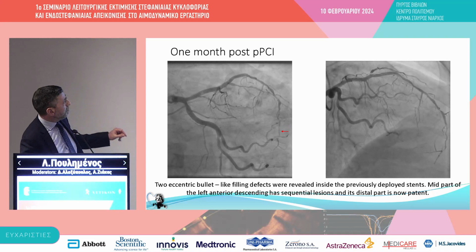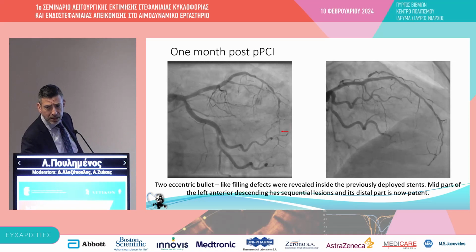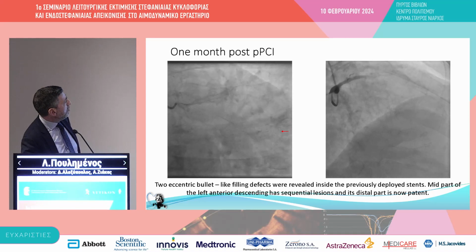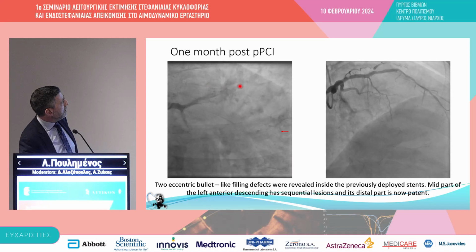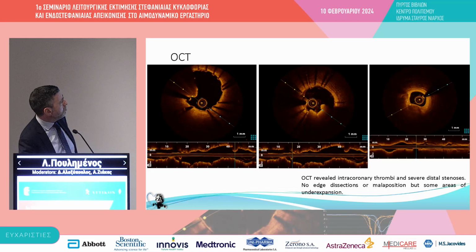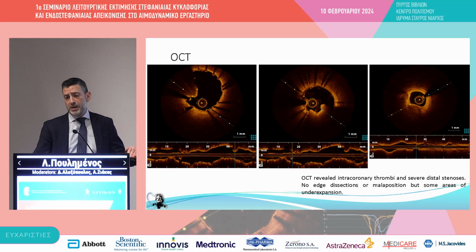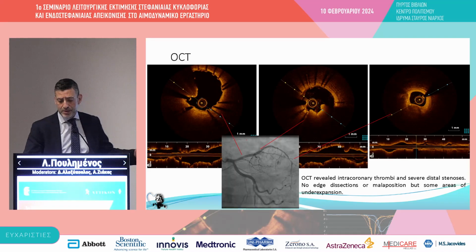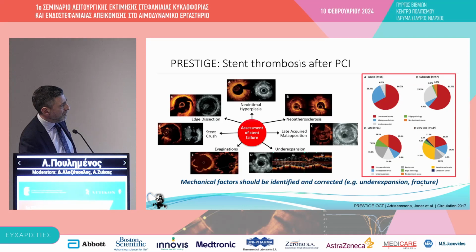You can see here a patient 1 month post-primary PCI. Grigoris knows the case, has seen that before, and there are some bullet-shaped filling defects inside the stent, here and here, and we thought it was thrombus. It was red thrombus, but we had to find out the mechanism. There was no malapposition. There are areas of underexpansion, and we went there and fixed that with good results.